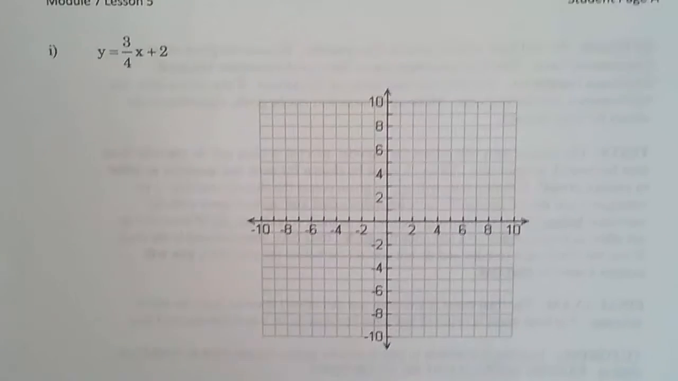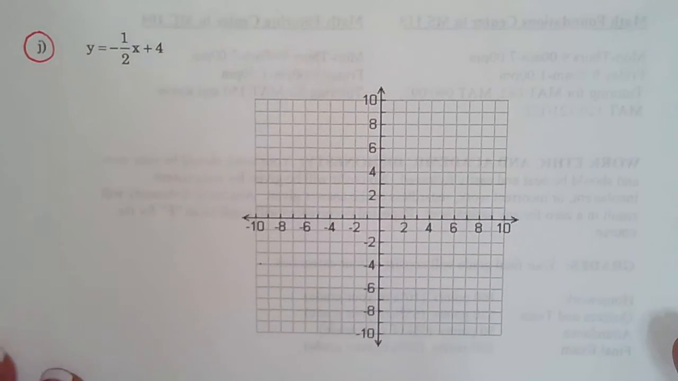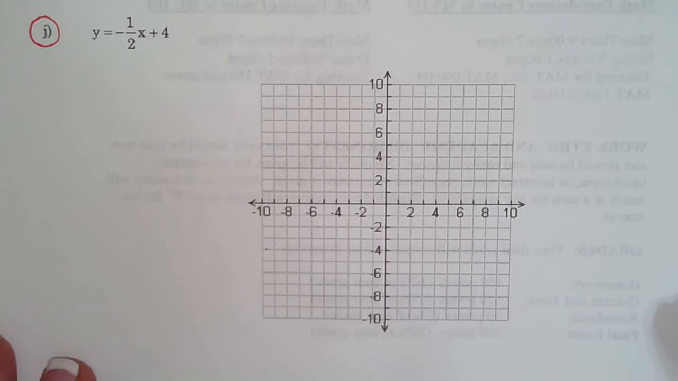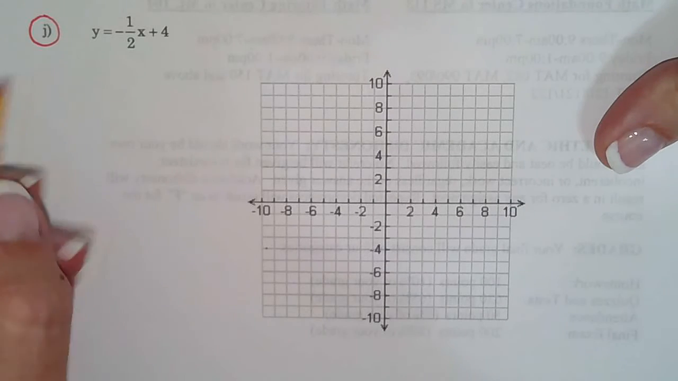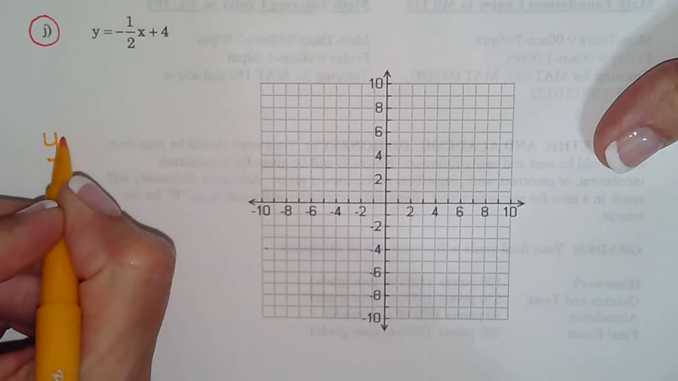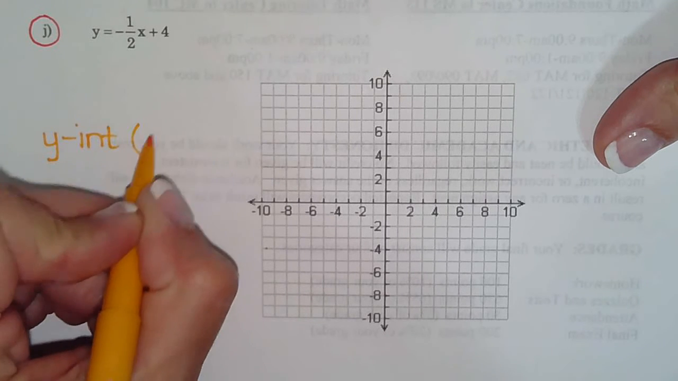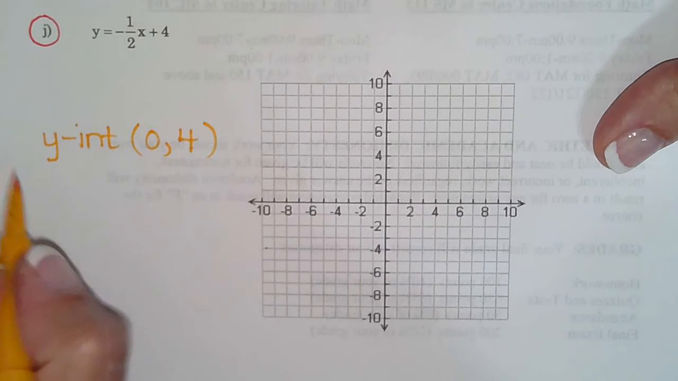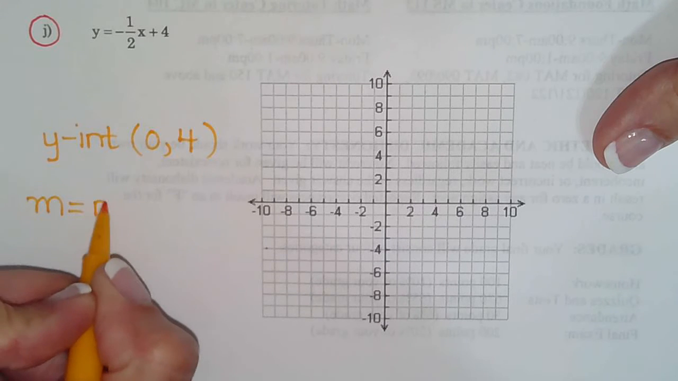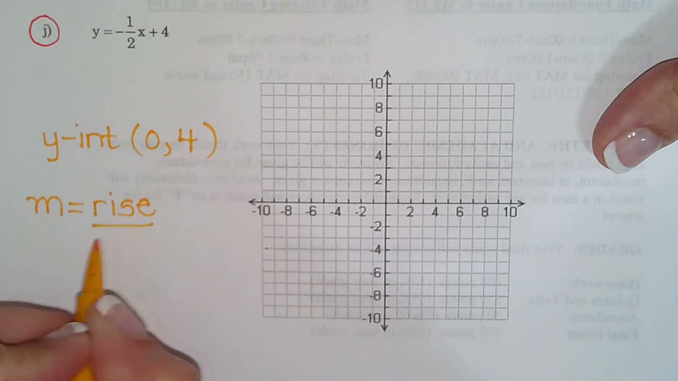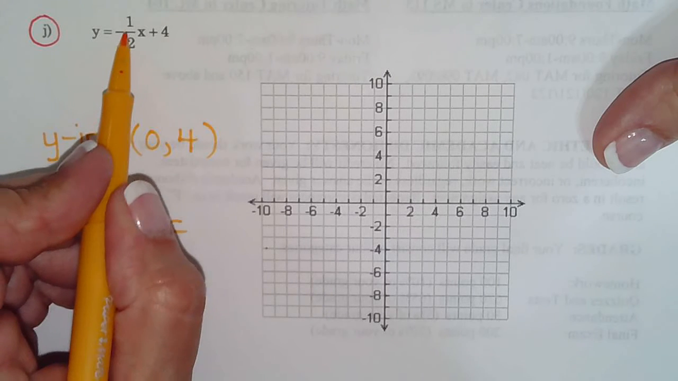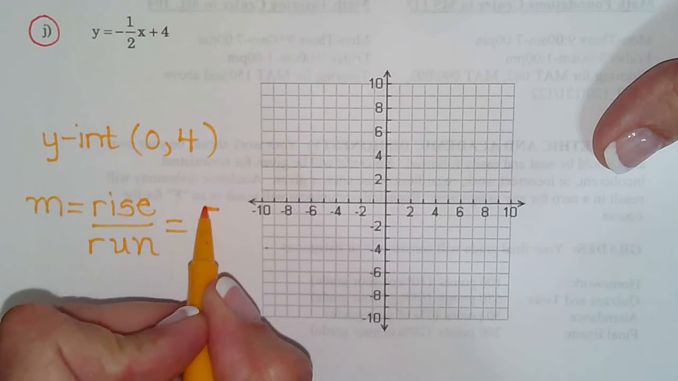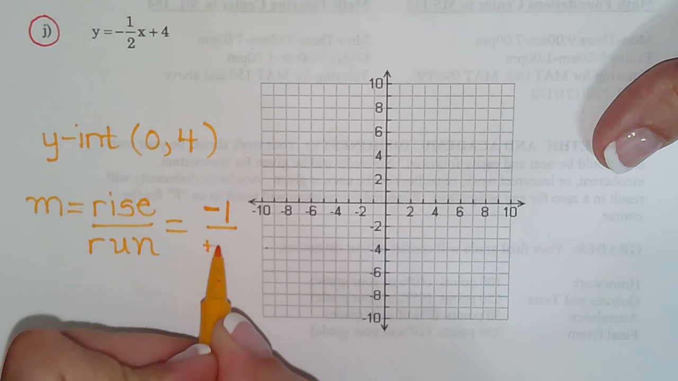Page 6. Okay, so this is our last one. This one is different from the previous one because we have a negative slope, but everything else is the same. So first we do our y-intercept, which is (0, 4). Then we do our slope, which is rise over run. And then we have to remember what we learned back in Module 5. The negative goes with the top number, so it's really -1 over +2.